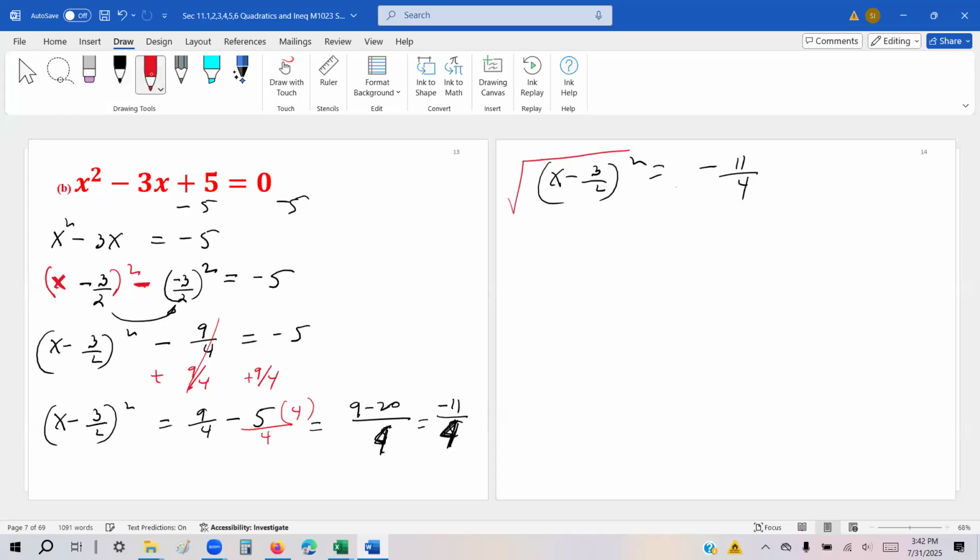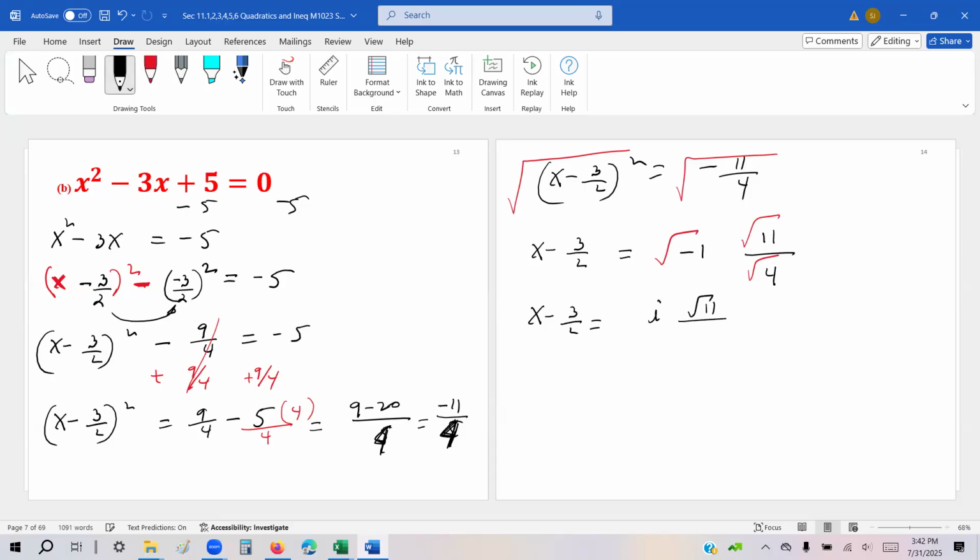We do the same thing. So x minus 3/2, and then we still break it down into 3 pieces: negative 1, 11, and 4. Each one of them gets a square root. So x minus 3/2 is i square root of 11 over 2, and we have to put plus minus.